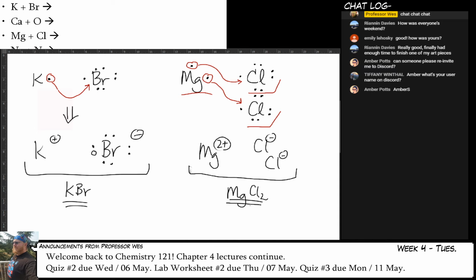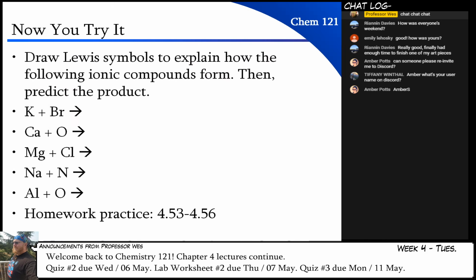I'm going to let you try to do the other three. So the calcium oxide one, the sodium nitride one, and then finally the aluminum oxide. Some of these you may have to move around a lot of electrons. So give it a shot. I'll give you 5 minutes to try it, and we'll go over the answers in just a second. See you in a bit.